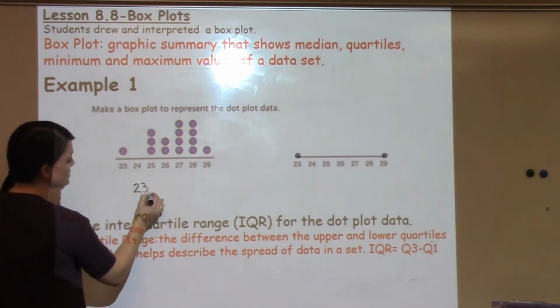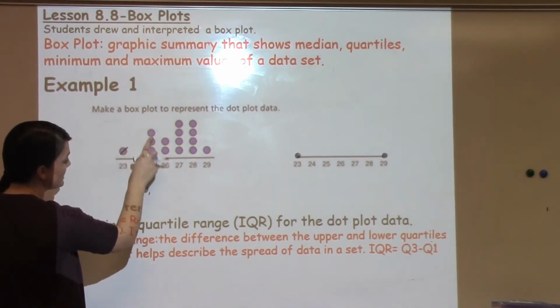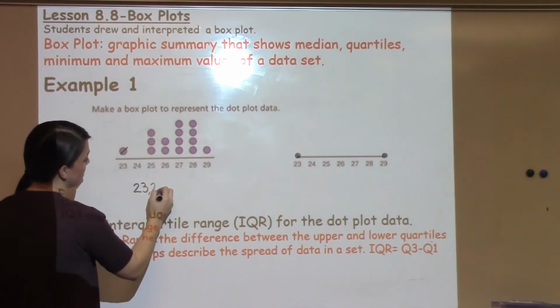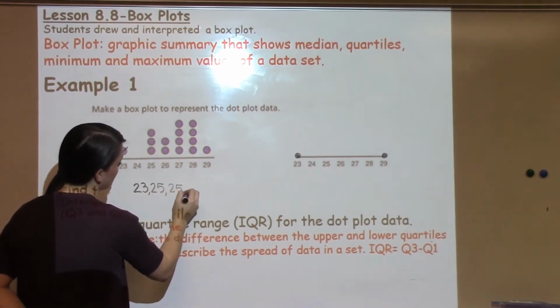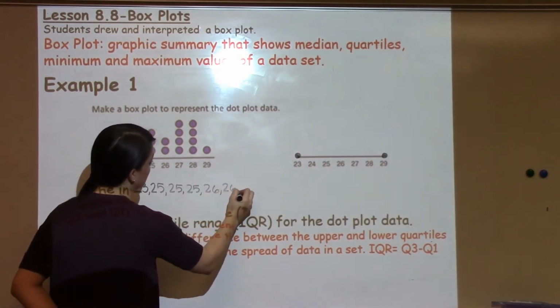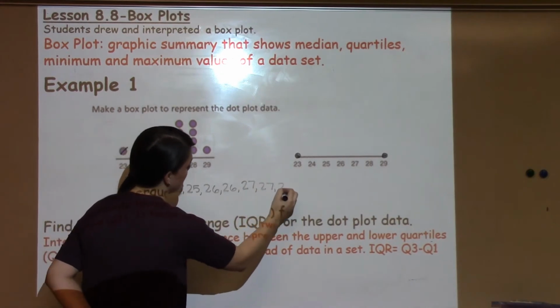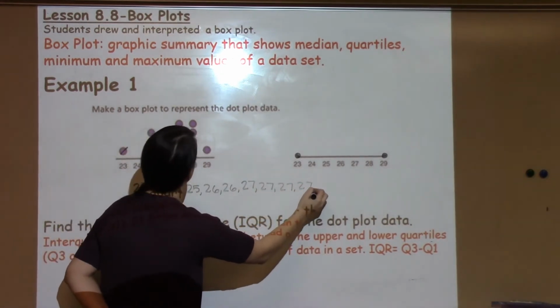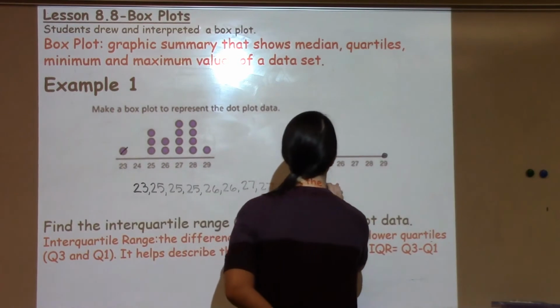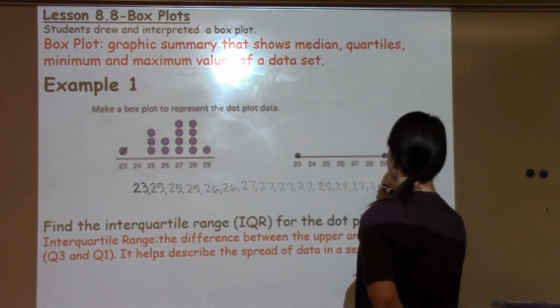To do that, I'm going to write my numbers out that are represented by the dots. I don't have anything in 24, but I do have 3 25s. I have 2 26s. I have 4 27s. I have 4 28s. And then I have 1 29.